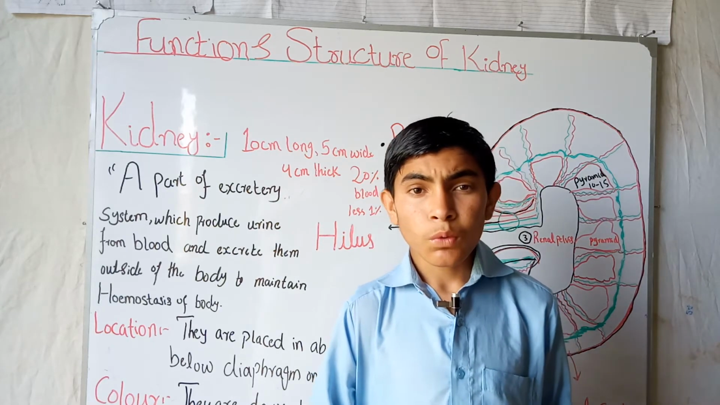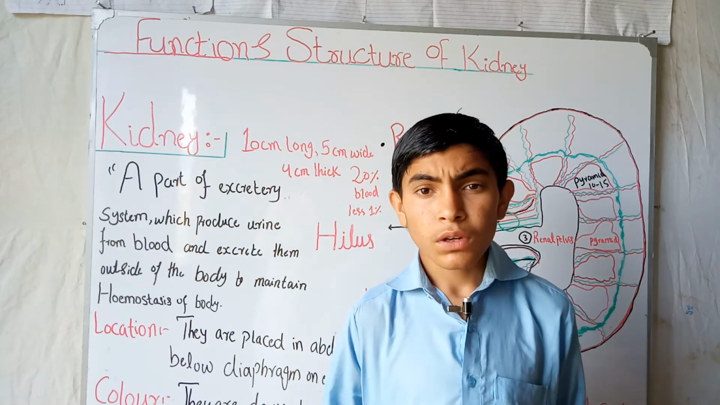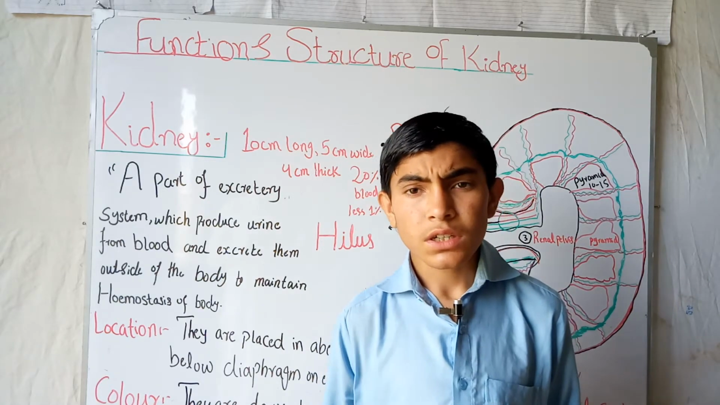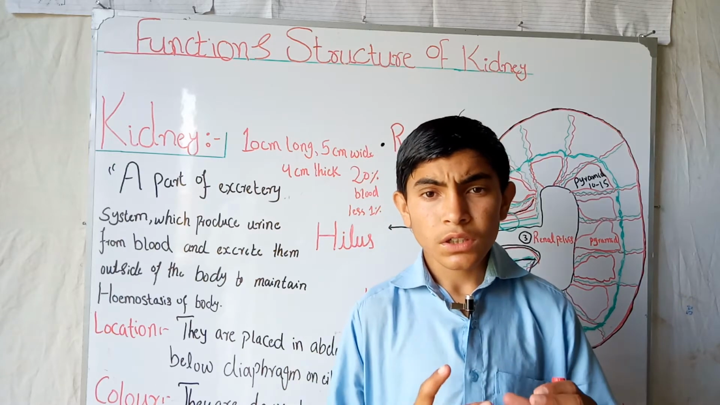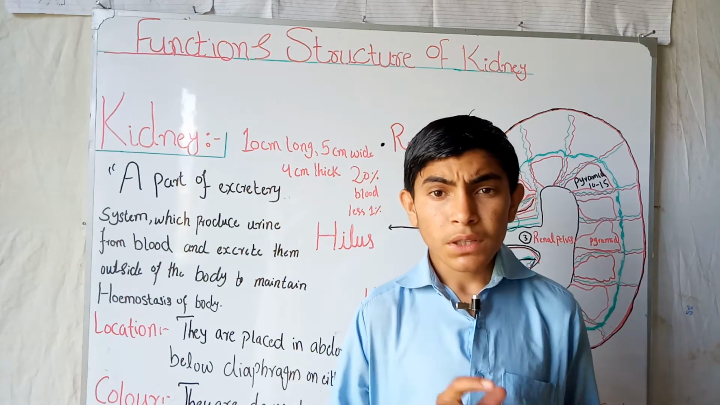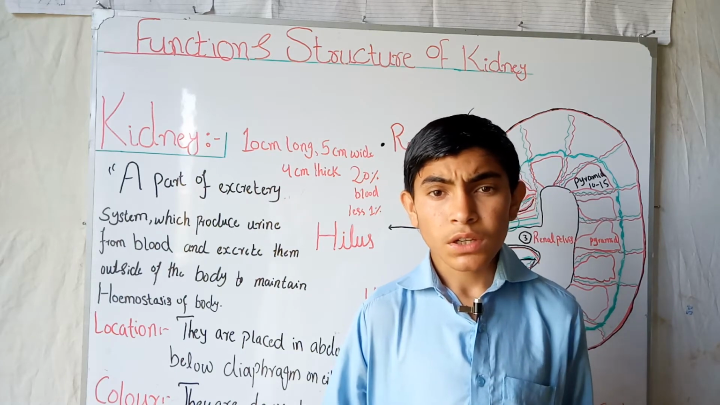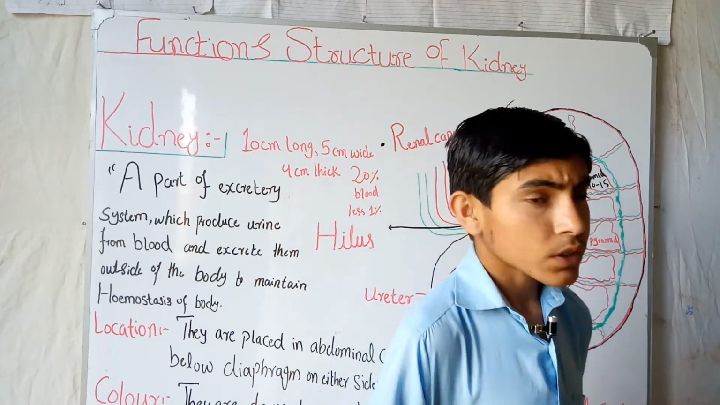Now we are focusing only on the kidney. The excretory system consists of two kidneys, two ureters, one urinary bladder and one urethra. But now we are only focusing on the kidney structure and its function. So let's start.